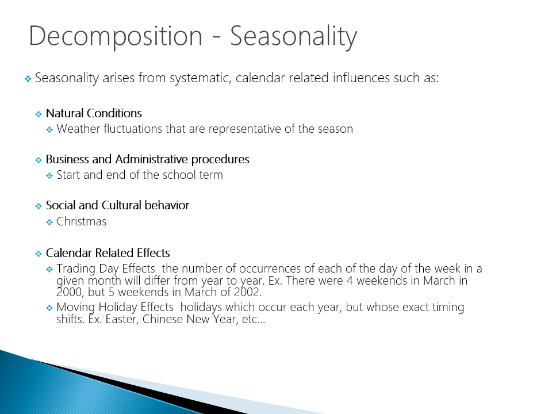And calendar-related effects. And as we talked about, the trading day effects, which are the number of occurrences of each day of the week in a given month, will differ from year to year. For example, if there are 4 weekends in March in 2000, but 5 weekends in March in 2002. And also this would include the moving holiday effects, which would be like Easter, which occurs on a different day depending on the year.